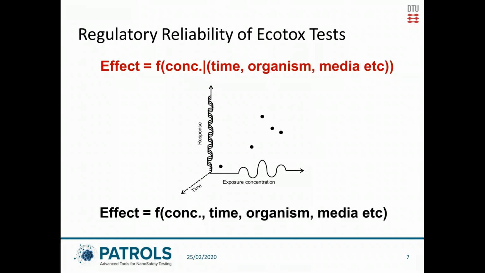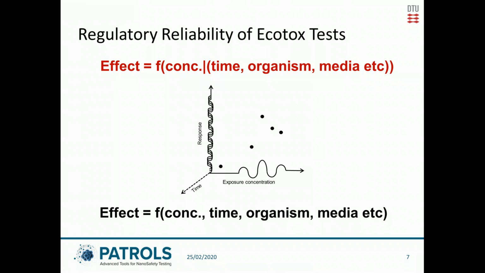The regulatory reliability of Ecotox tests is usually taken care of by this function that we have indicated in red here, that says that the effect is a function of the concentration, where we try to keep everything else stable or defined. So this little mathematical symbol means that given all the other things are kept constant. In plain terms, it means that a concentration response curve can be established since the effect is only caused by the concentration of a chemical.